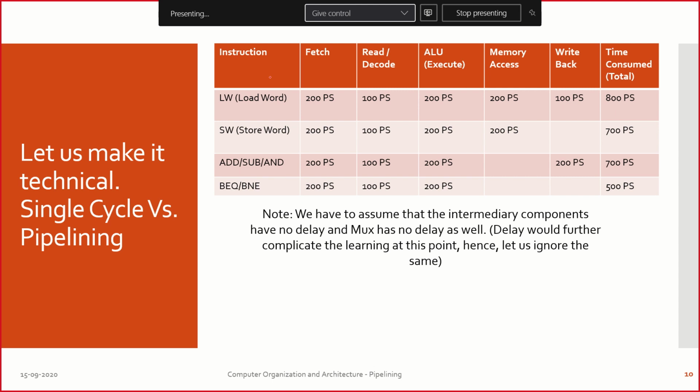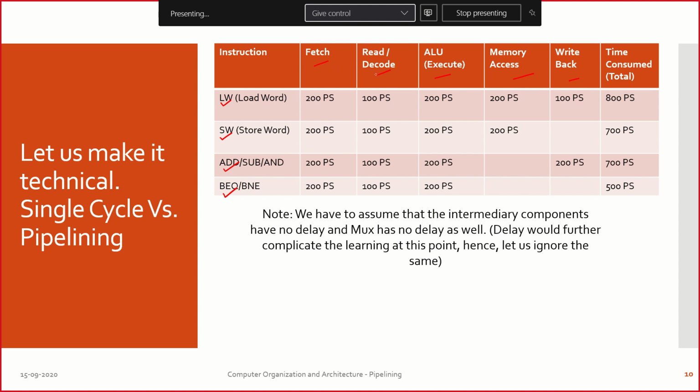Now let's understand that we have got four instructions. One is load word, another one is store word, and it could be add, sub, or and BEQ or BNG. These four instructions are pipelined one after another, I mean stacked one after another to be executed. We are going to compare the single cycle execution alongside the pipelined execution. Now they have given the 5 stages. You can see that here: fetch, decode, ALU, memory access, write back.